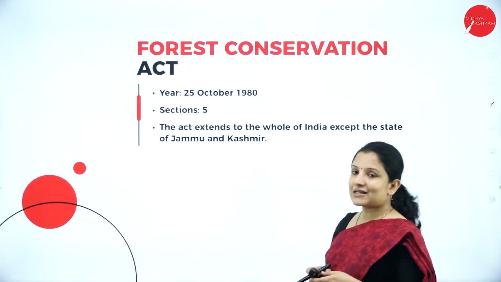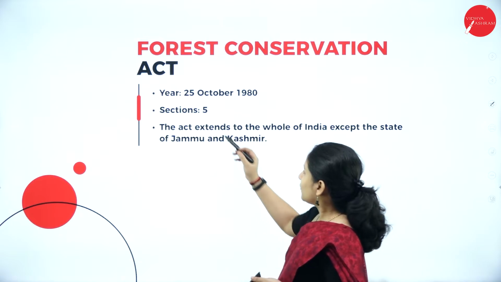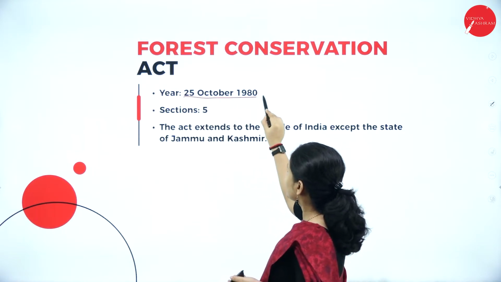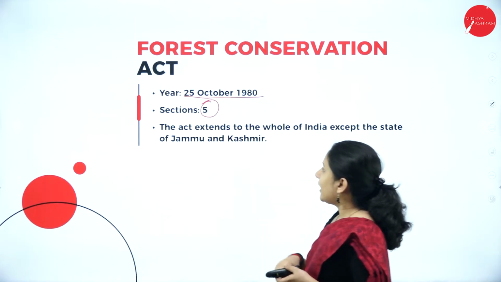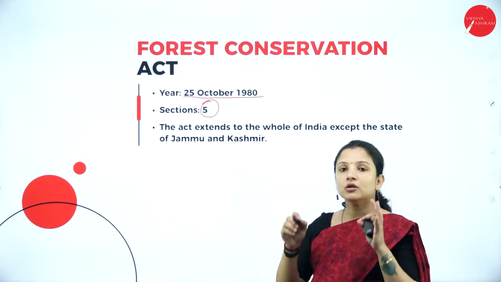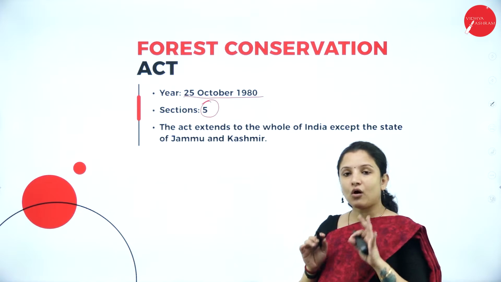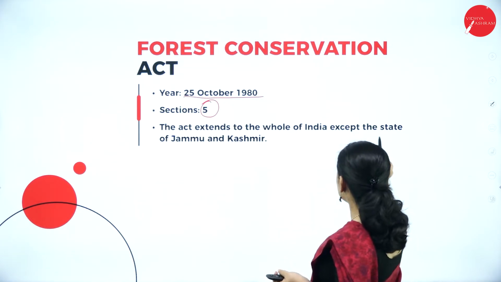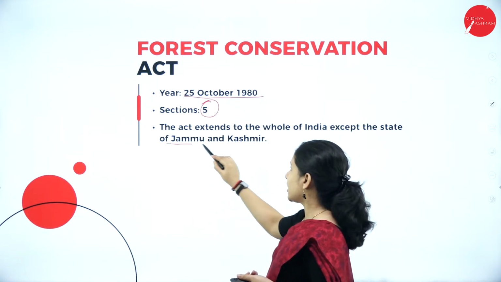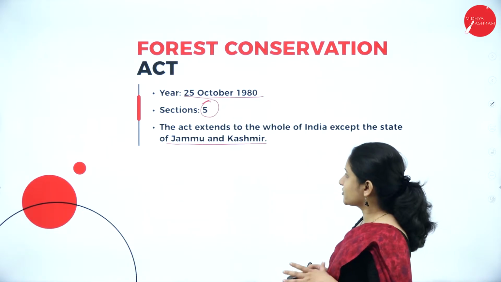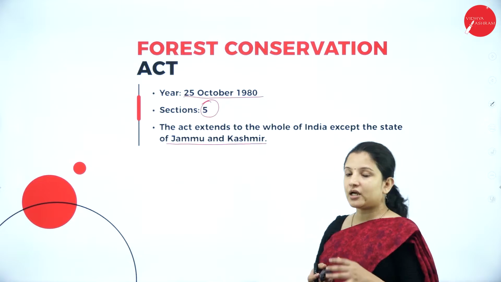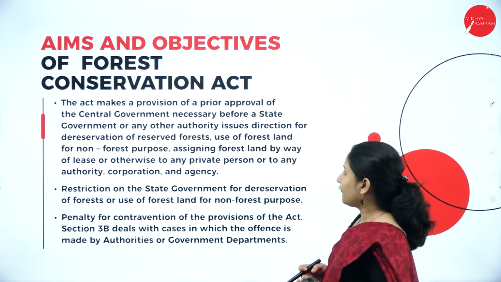Next is the Forest Conservation Act. This was started on 25th October 1980. It has 5 sections, and the act is followed throughout India, that is in all the states of India, except Jammu and Kashmir. It is not implemented in Jammu and Kashmir, but apart from that, throughout India, this particular act is followed.